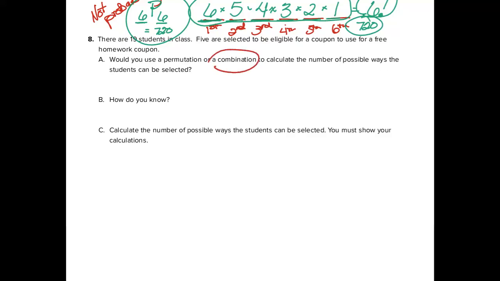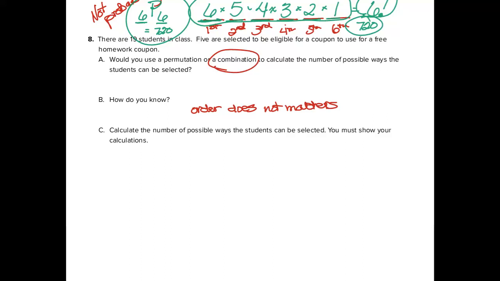All right. So yes, it is a combination. And how do we know? How do we know it's a combination? Order doesn't matter. Excellent. Nice job, Amaya. Order does not matter. Remember, permutation order matters. Combination order does not matter. I don't care if I say, oh, you get the first coupon, you get the second. It's just a group of 5, okay?